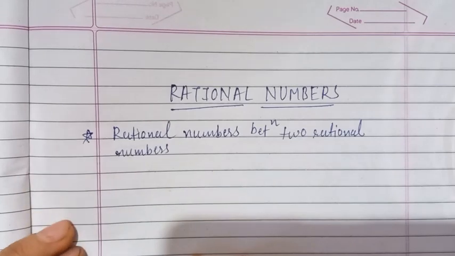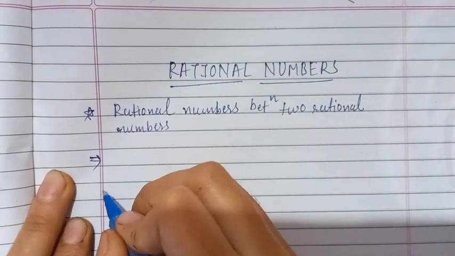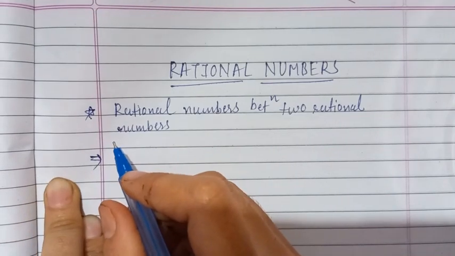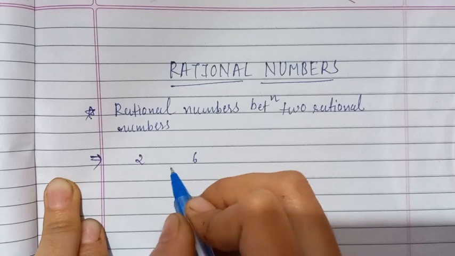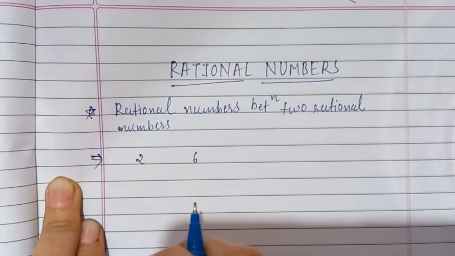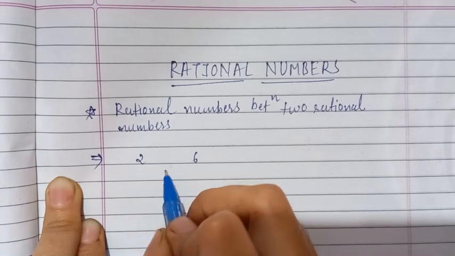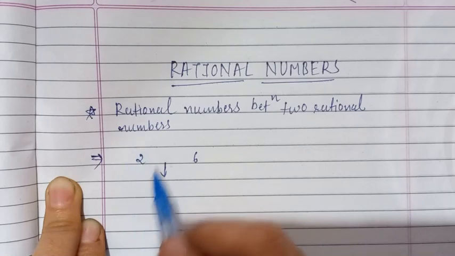Now let's start with natural numbers. If we have two numbers, 2 and 6, can you tell the natural numbers between 2 and 6? Which numbers are between 2 and 6?